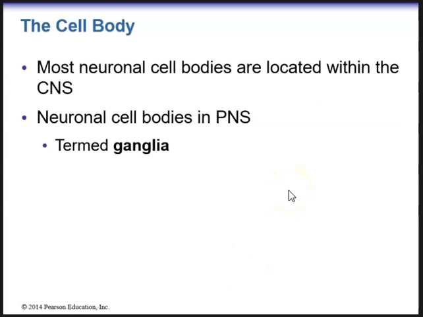Now, most neuronal cell bodies are located within the central nervous system. If there are neuronal cell bodies in the peripheral nervous system, these are called ganglia. Okay, so the neuronal cell bodies outside of the central nervous system, again, they're called ganglia.